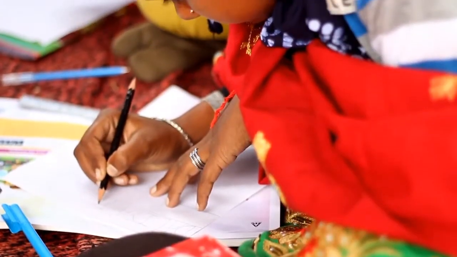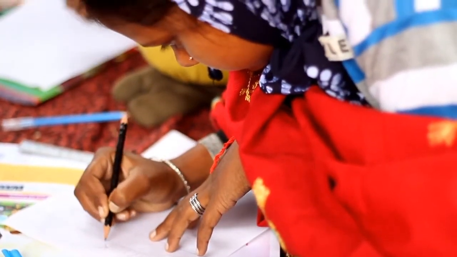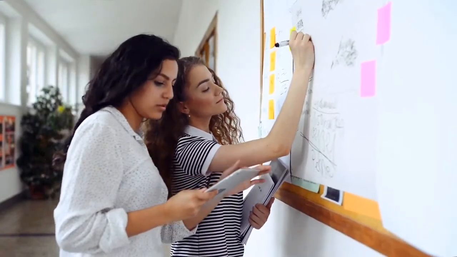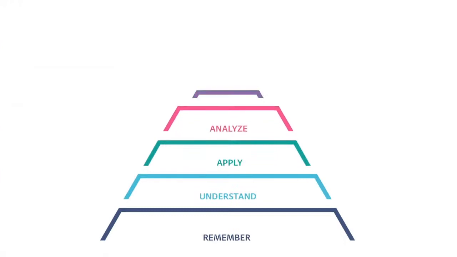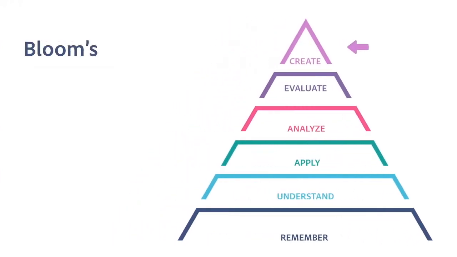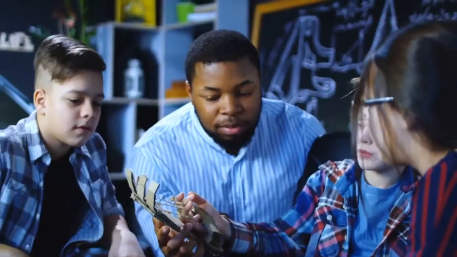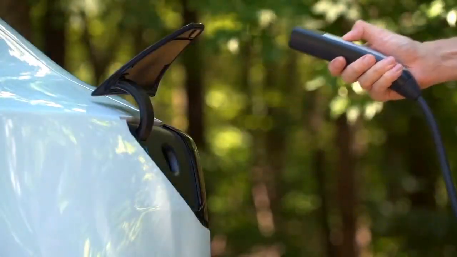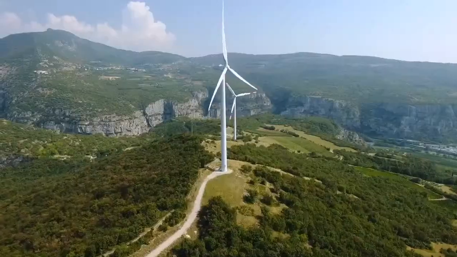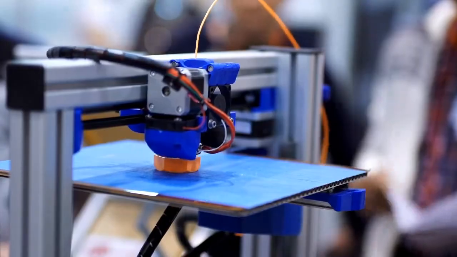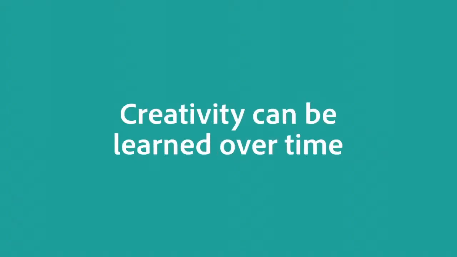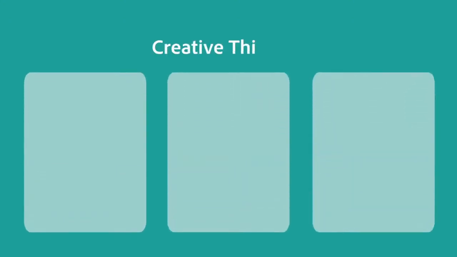There are frameworks and processes that help us as educators to understand and develop creative thinking skills in our students. According to Bloom's taxonomy, the most complex and abstract of the higher-order cognitive skills is creative thinking. Engaging students in learning experiences which require creative thinking leads to solutions or products that are novel, good, or useful. Creativity can be learned over time and applied using processes that help scaffold and guide our creative thinking.